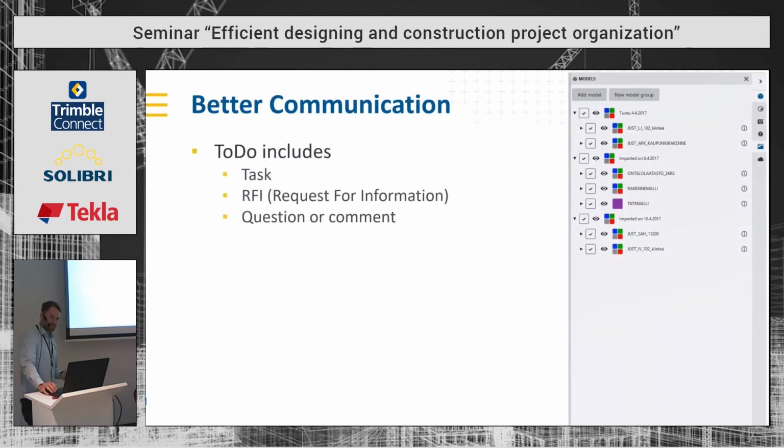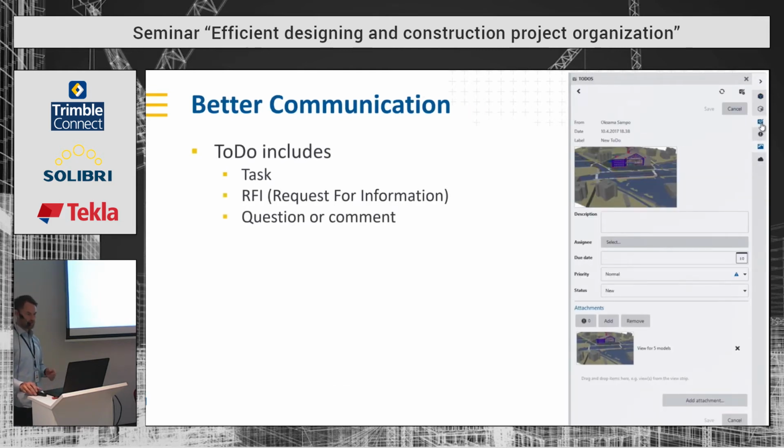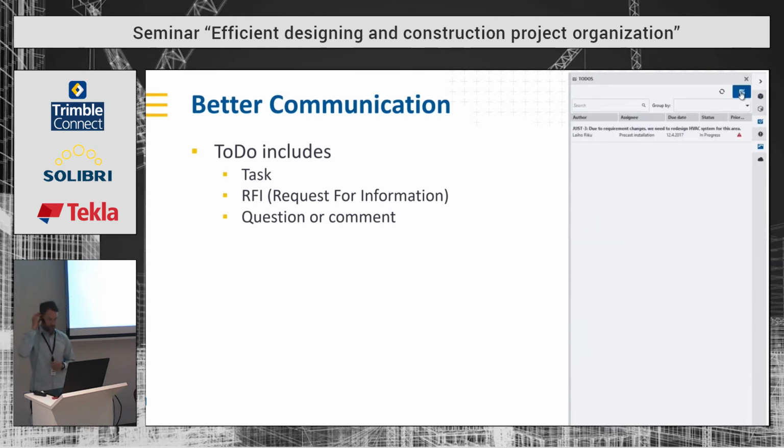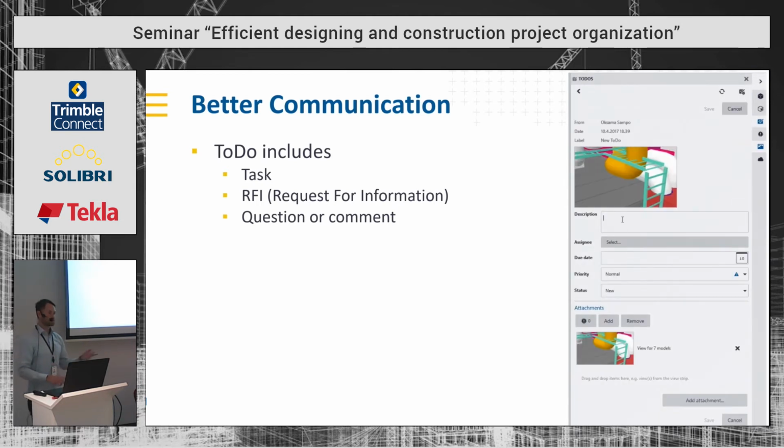So let's go further. The communication part was not skipped there, but we have this to-do task that I already mentioned. A to-do could be just giving some simple task to someone. It could be a request for information, asking for some decision or question or comment. So there are many ways you can use this to-do. And on the right side you can see how it works. For example, in Trimble Connect desktop you can also create this to-do with the view from the model. And these to-dos can be done on top of drawings, models, and different documents.